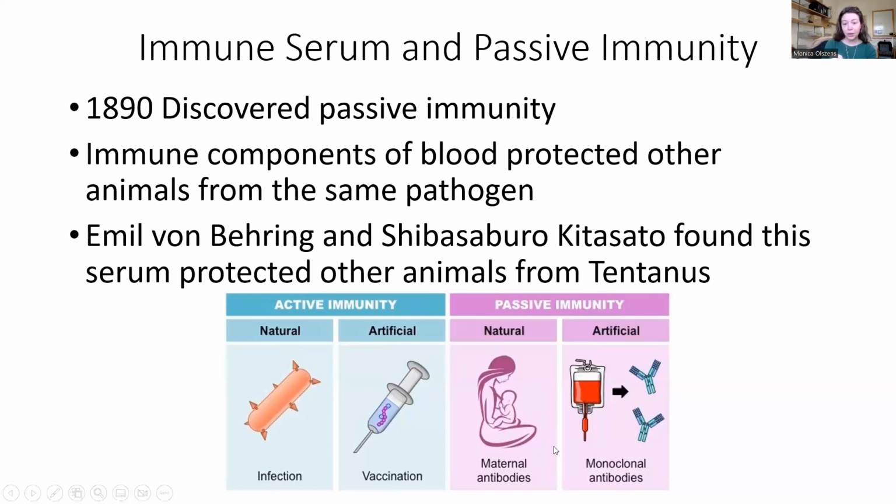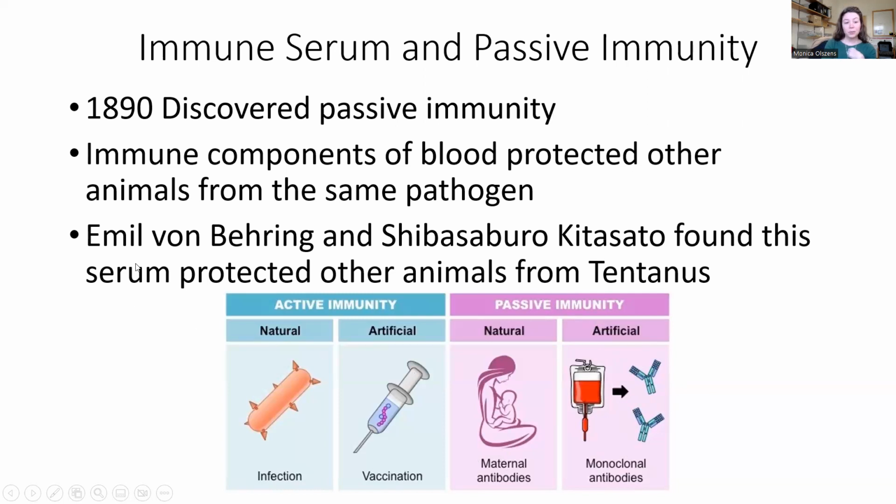So that's pretty cool. And there's also artificial. I brought this up earlier. If you know anybody who has gotten sick from COVID and they were asked to go ahead and receive monoclonal antibodies, that is passive immunity. Either they were made in a lab or somebody donated their blood that was purified to receive the monoclonal antibodies.